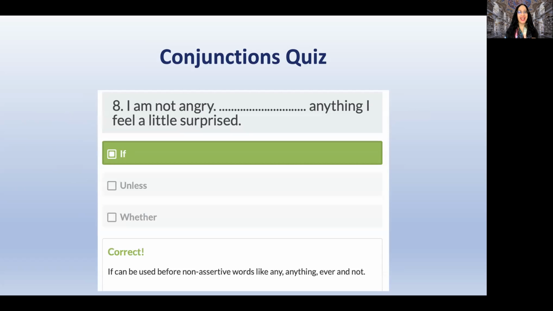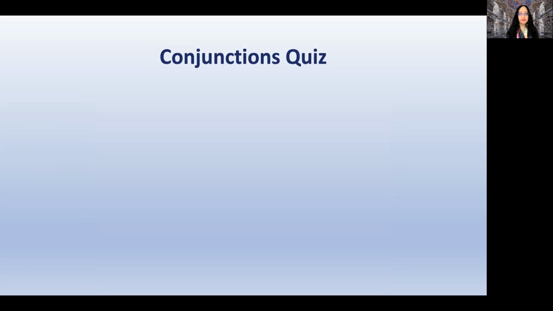If. I am not angry, period. If anything, I feel a little surprised. If can be used before a non-assertive word, like any, anything, ever, or not. Do you know what non-assertive means? It means I'm not being pushy. I'm not being angry. I'm not angry. If anything, I feel a little surprised. Okay? Good job.